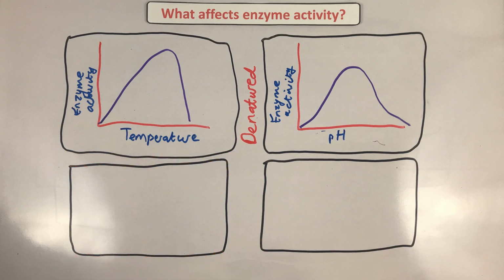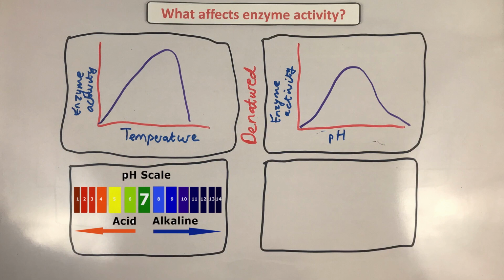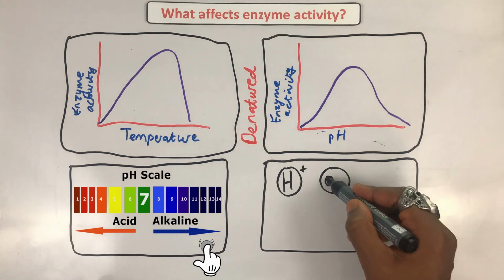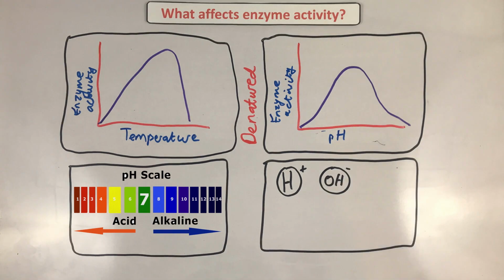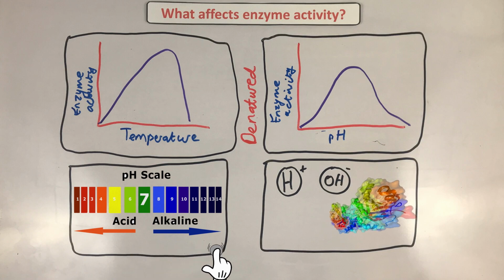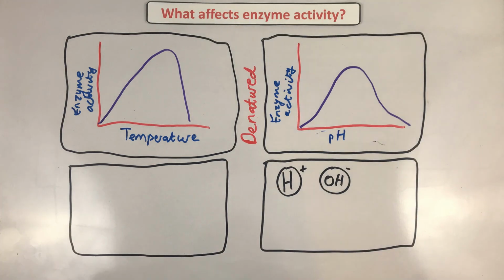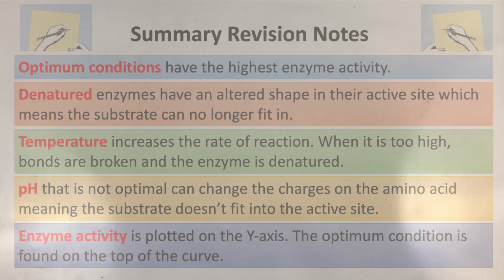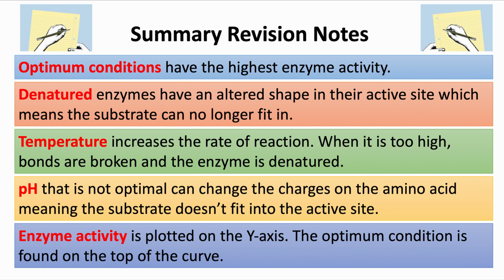Something similar happens with pH. pH is a measure of the concentration of hydrogen ions and hydroxide ions that you have in your solution. If you remember, some of our amino acids are polar, or they have a permanent charge on them. These charges can be changed by changing the pH, so you've denatured your enzyme since the substrate can no longer fit properly into your active site since the forces of attraction have changed. Here are some summary notes of all of that, and then we're going to move on.